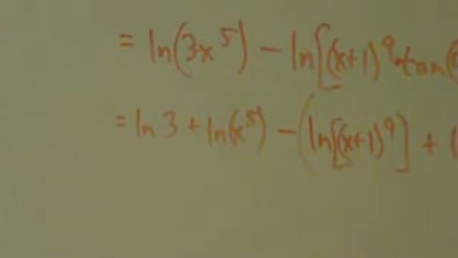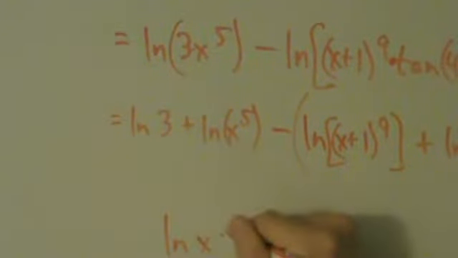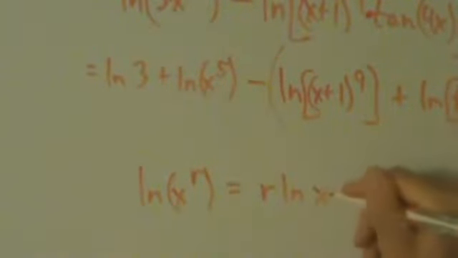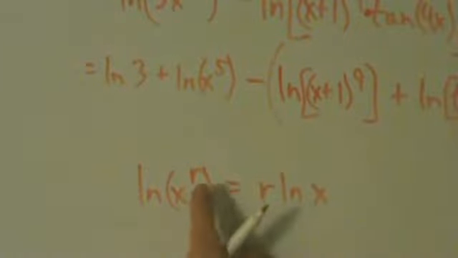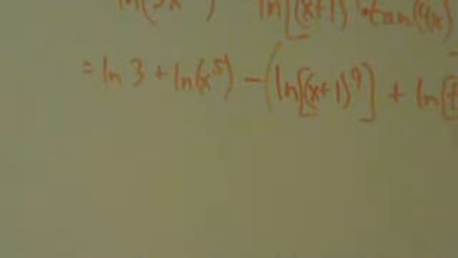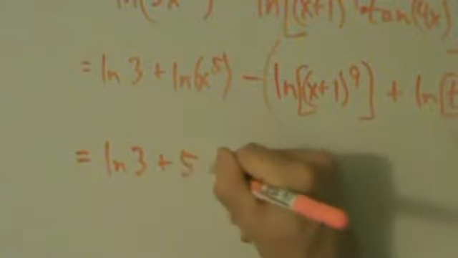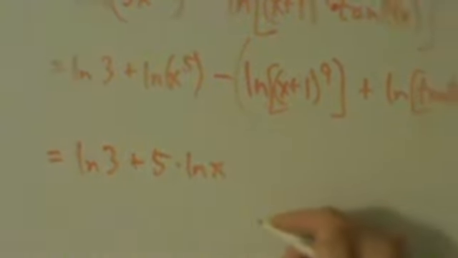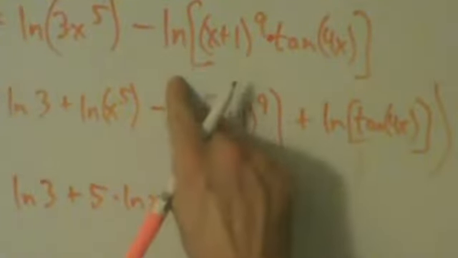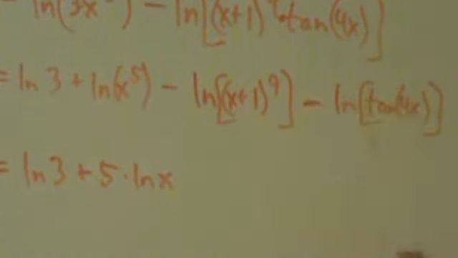So now let's use one more property, and that property is natural log of x to the r equals r times natural log of x. So remember, if you have an exponent inside of a log, it can come out as a factor like that. So now we're going to use that property. This is going to be natural log of 3 plus 5 times the natural log of x. And then let's also distribute this minus sign. If we drop the parentheses here and here, the minus sign gets distributed, and this plus becomes a minus. That's pretty much all that changes.